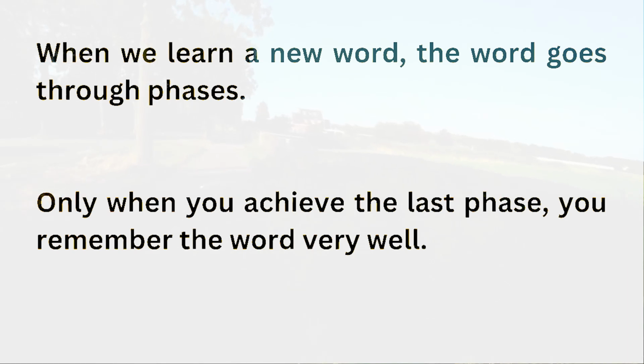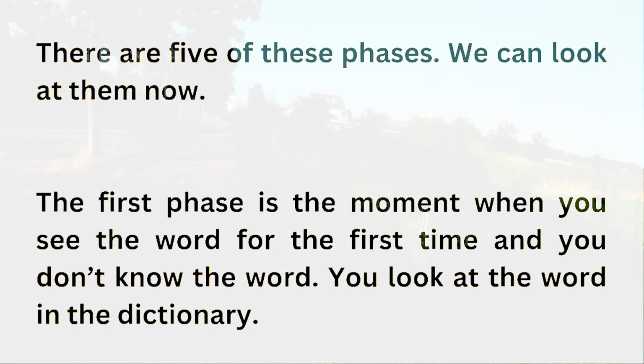When we learn a new word, the word goes through phases. Only when you achieve the last phase, you remember the word very well. There are 5 of these phases. We can look at them now. The first phase is the moment when you see the word for the first time, and you don't know the word. You look at the word in the dictionary.